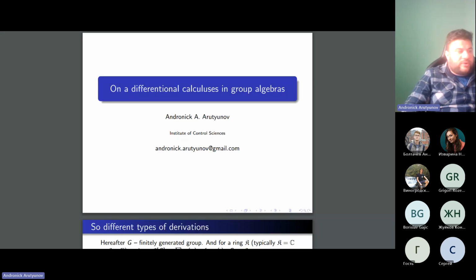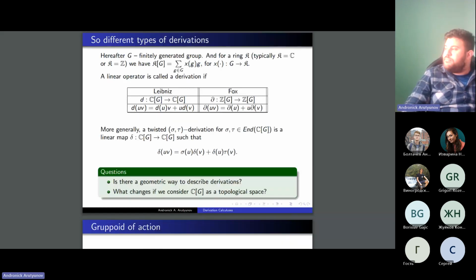So what I'm going to talk about, there are different types of differential equation in spaces which are equipped with some algebraic structure. For example, if you have got a group algebra, as it's all written on my slide, you can look for a linear operator on it which satisfies the Leibniz condition as in the table, or the Fox condition as on the table on the right side.